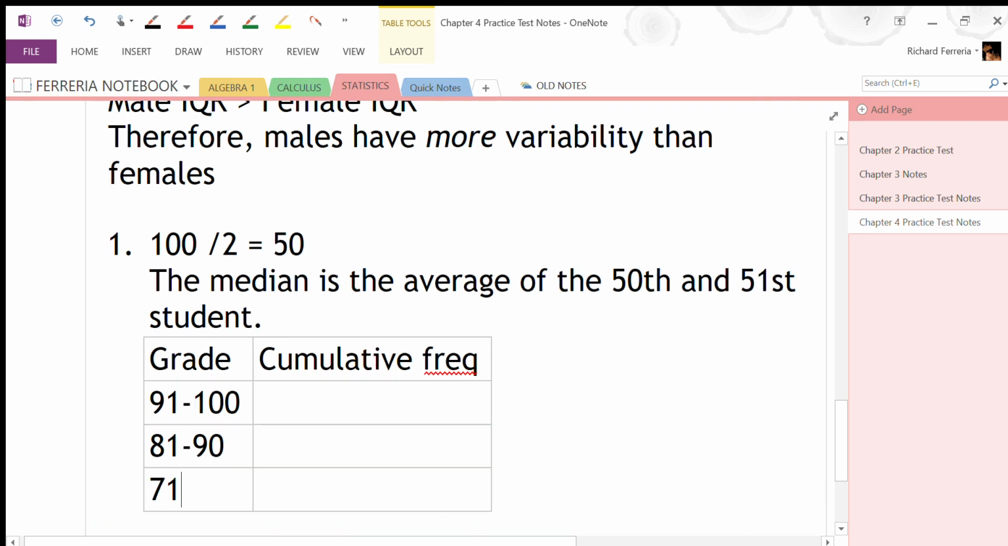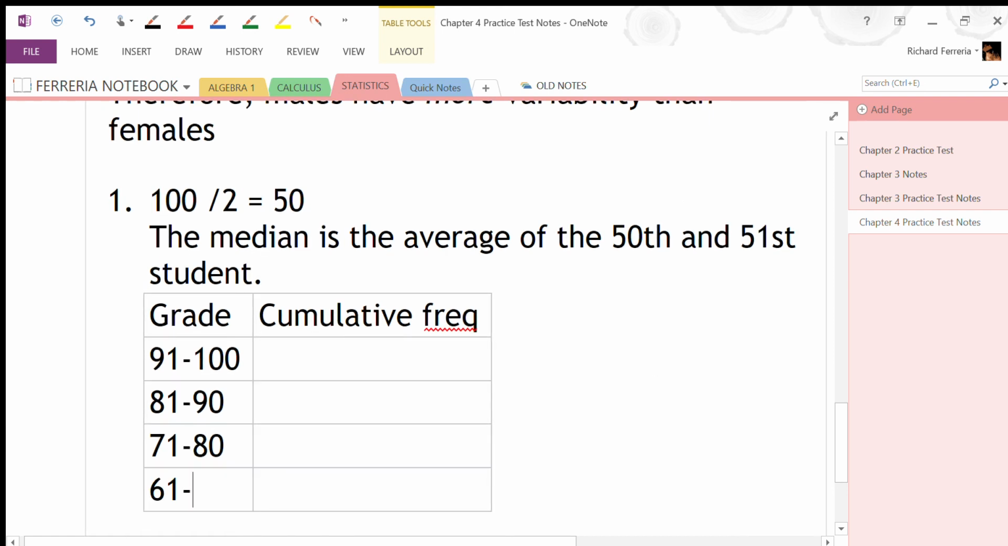71 through 80, 61 through 70. Cumulative frequency here is 16. 16 plus 42 is 58. 58 plus 31 is 91. So the 50th and 51st person, that would be right here.